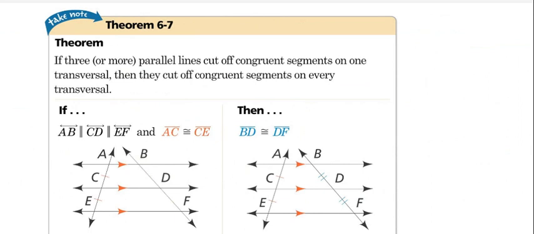Alright, and our last one, we're not talking about parallelograms anymore, but what we're talking about is parallel lines. So if three or more parallel lines cut off congruent segments on one transversal, we have three lines right here, and we see that these two, AC and CE, are congruent. Well, what's going to be special is that if they are cut by another transversal, then BD and DF are also going to be congruent.